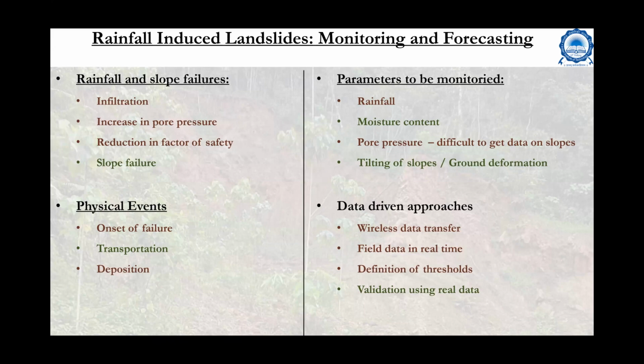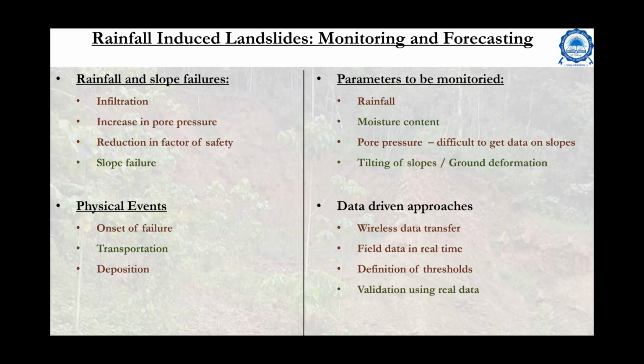To do this, we have a lot of data-driven approaches also, like wireless data transfer and field data in real time, which we have been working on, and of course threshold evaluations and validation using the real data. You do thresholds by taking some data and doing analysis. There are different approaches which I'll be quickly explaining.